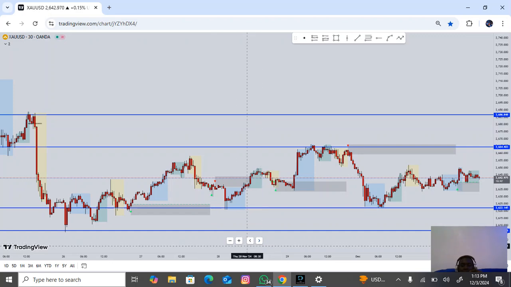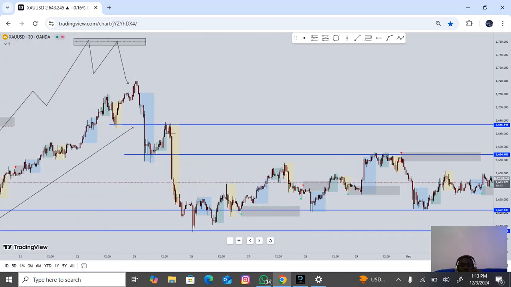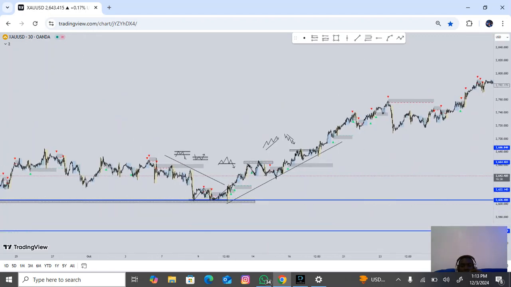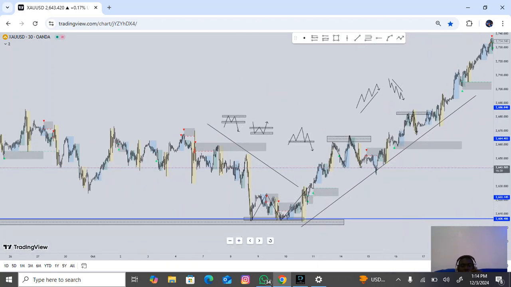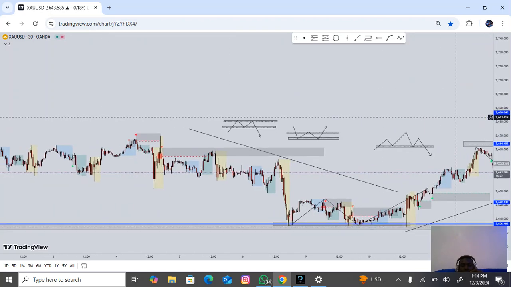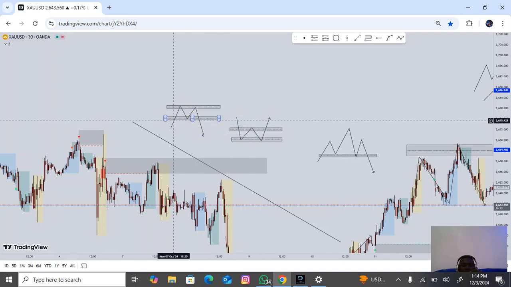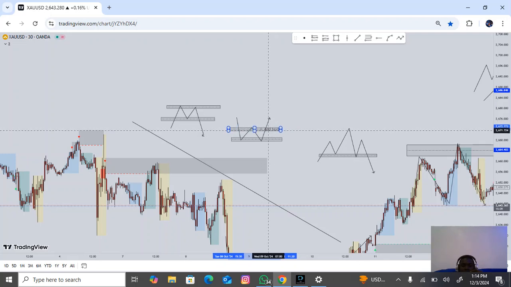Also, right now, we have the neckline. Let me show you what the neckline is. This is the double top and this is the double bottom. As you can see, this is the equal high, this is the equal low right here. Now, this area right here is the neckline. This area right here is the neckline. Also, from this one, that's the neckline.